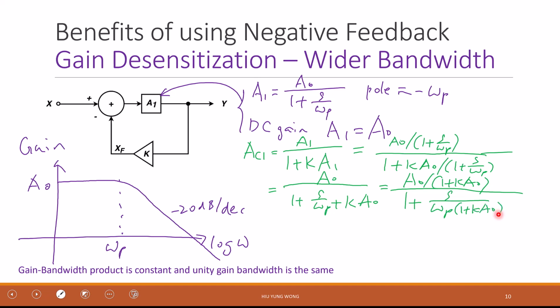It's just a change of the variable, right? Divided by 1 plus Ka0, A0 becomes this. And then this whole thing divided by 1 plus K0. 1 plus K0 divided by 1 plus K0 is 1. S divided by omega P divided by 1 plus K0 is this one, right? So based on this, now can you tell me what is the pole of this closed loop gain?